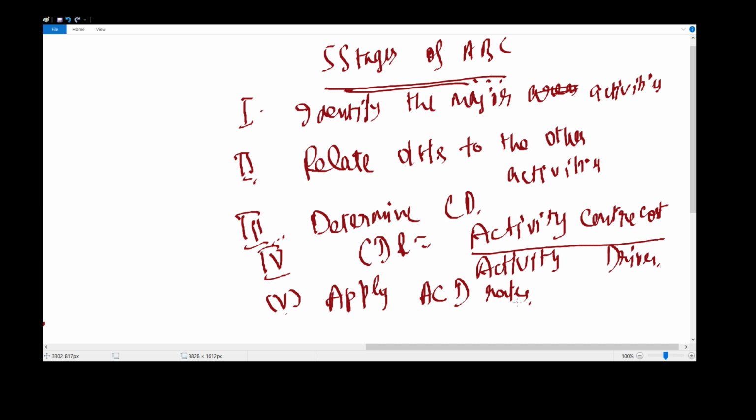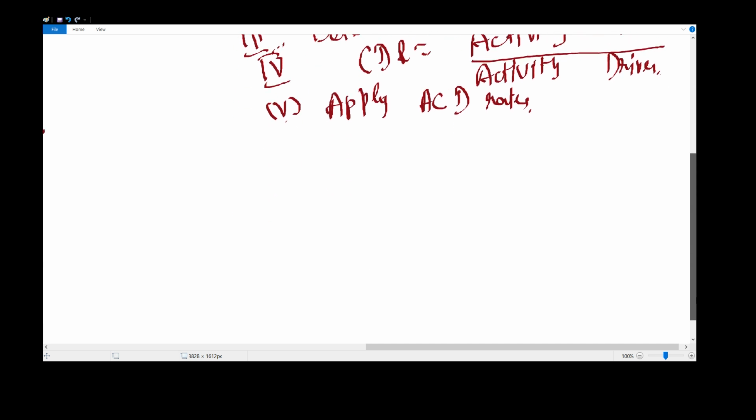I hope the revision is completed. The main things are we have to identify the activities, relate overheads to the activities, then determine the cost driver, and then calculate the cost driver rate, and then apply the activity cost driver rates which we have calculated, in order to arrive at activity based overhead costs.